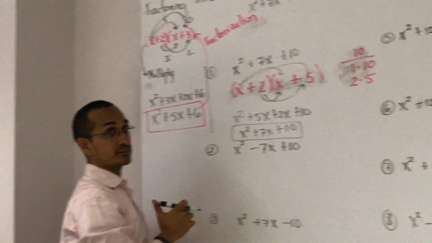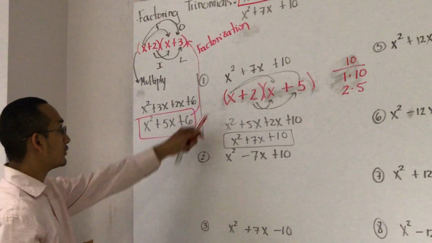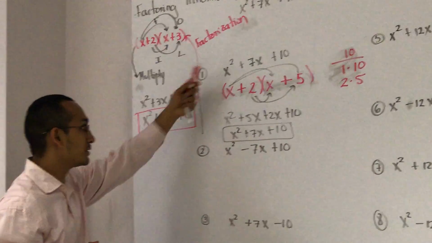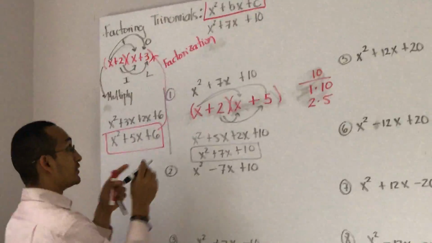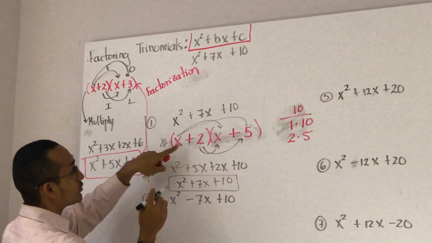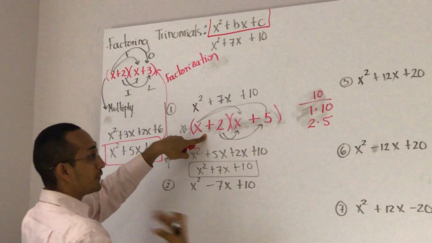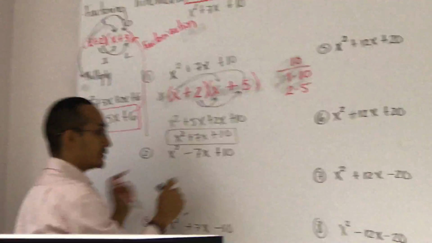So to check that, you just do the FOIL method? Yes, you FOIL this to get back to the original. All right. But your answer is this. This is your answer, right? This is what they want when they're asking you to factor. Let's try this one here.